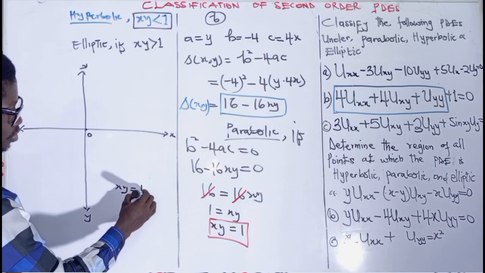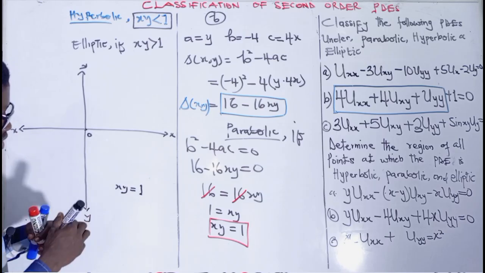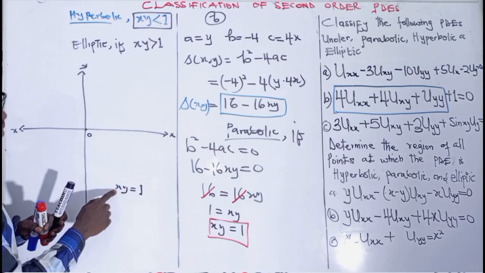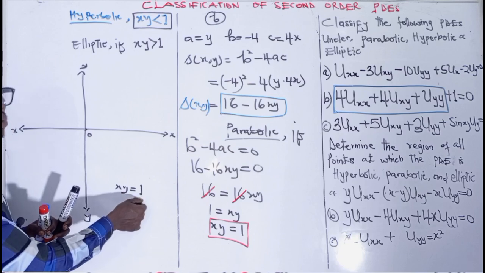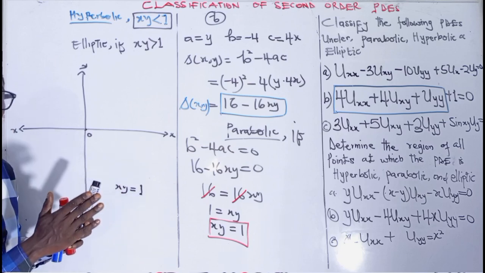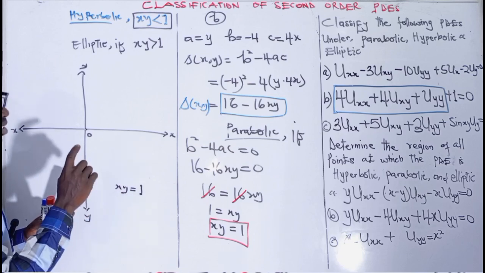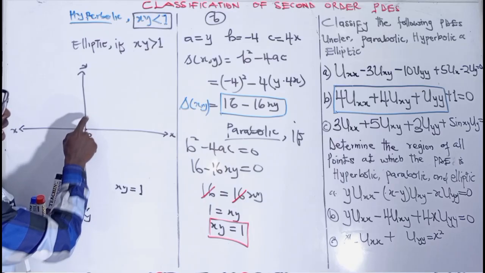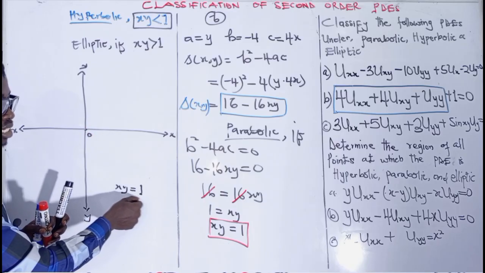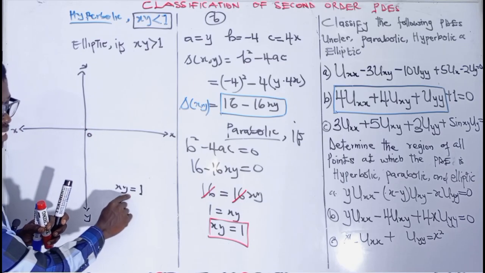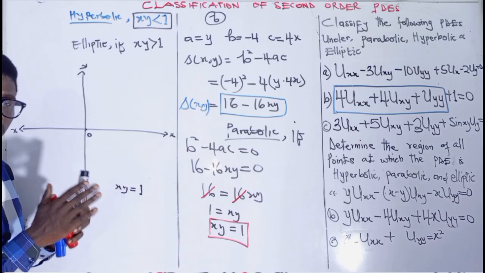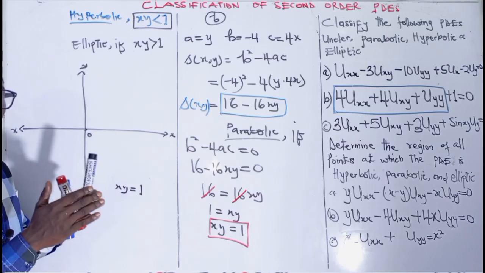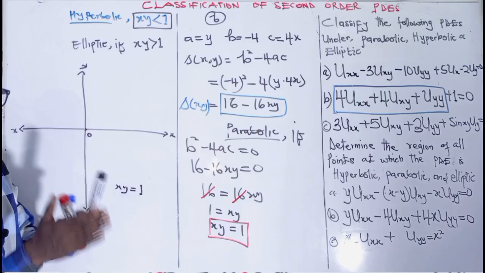xy is equal to 1. So this means that when we pick any point on the x-axis and multiply it by any point on the y-axis, we should get 1. That is what we are going to look at. We are going to pick any 2 points on the x and y-axis and multiply to see if we get 1. If it satisfies this equation, then we can say that the equation is parabolic at that particular point. I guess we are following.